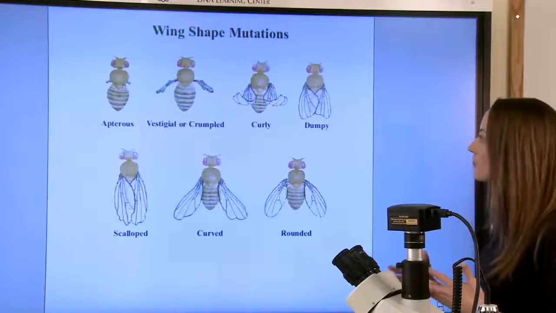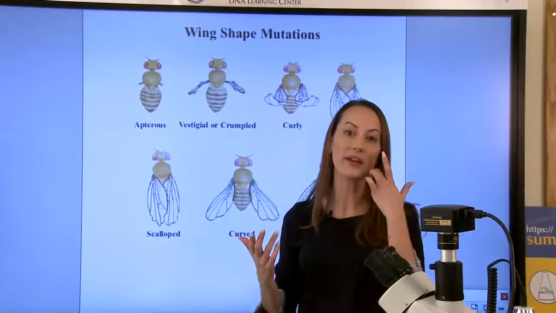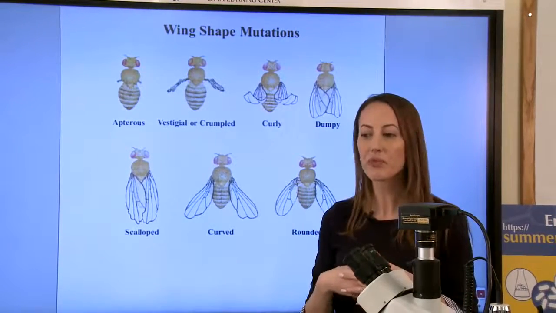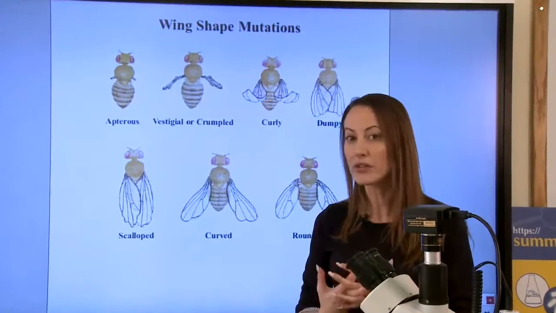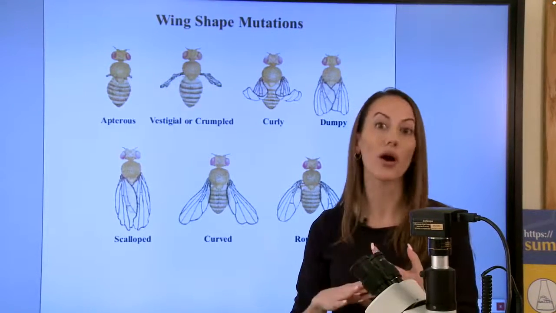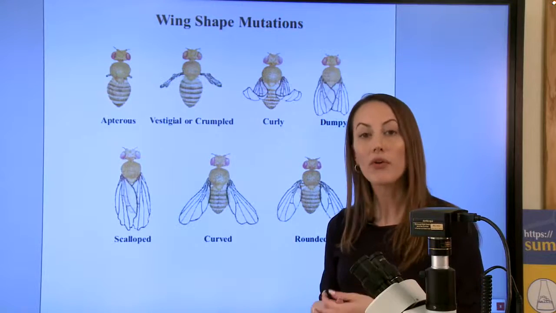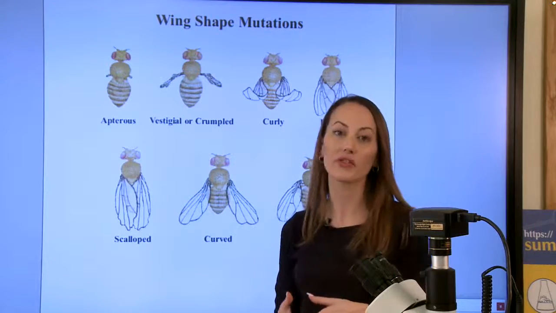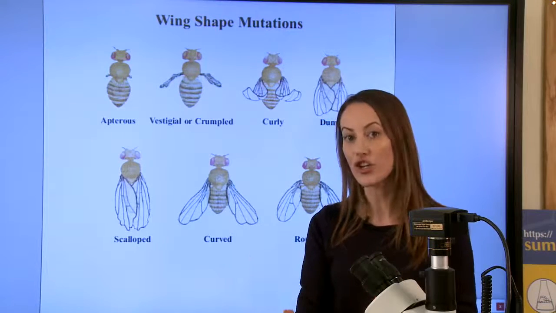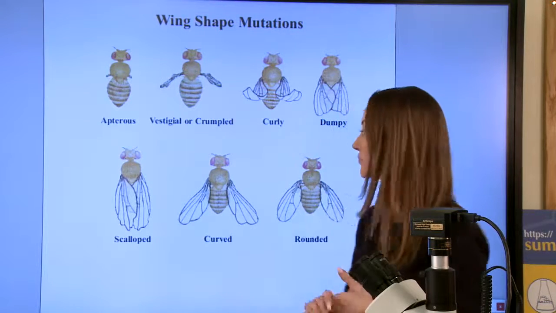Same thing with what we saw first, apterous, no wings. Do you think that that fruit fly is going to survive in the wild? Probably not, whether it's because it can't get to food or it's easy prey. But regardless, it's most likely not going to survive, and therefore it won't reproduce and pass along that gene to its offspring.